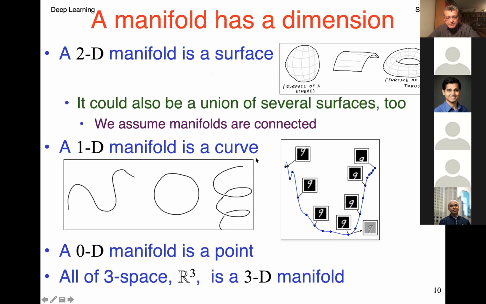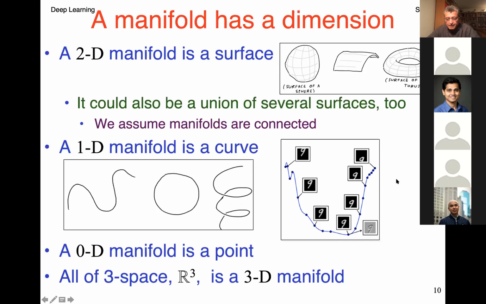And for the purpose of this discussion, we assume manifolds are connected. They're not disconnected. So a 2D manifold is a sheet of paper, something that you put on a surface, or even on a donut. And a 1D manifold is a curve. So this is a one-dimensional manifold, a curve like this, or I draw a circle, or we draw, what do you call this? A spiral, yeah.